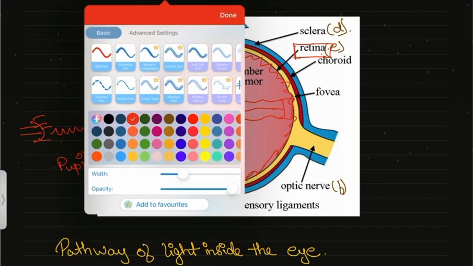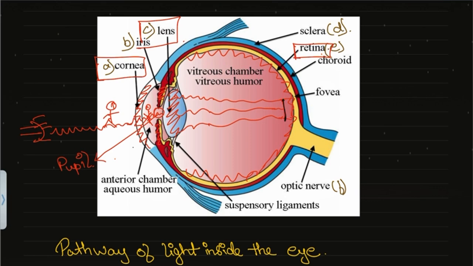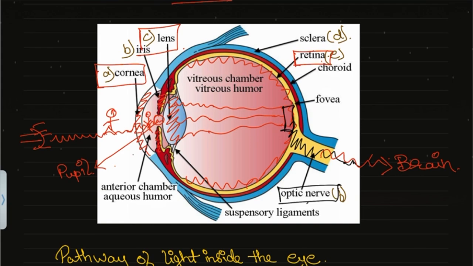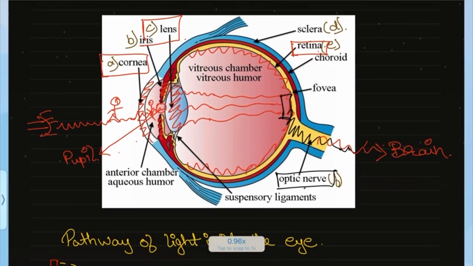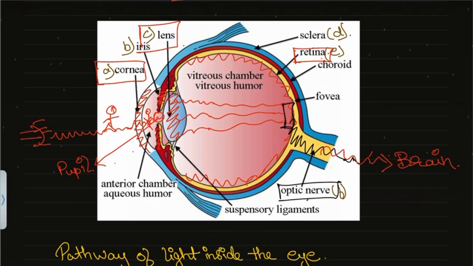Once an image is formed on the retina, there are some of the chemical changes that take place inside the retina, which creates an electrical impulse. The electrical impulse created is then passed on through the optic nerve to the brain. Through this optic nerve, these electrical signals are passed on to the brain, and here the light rays are perceived and the image is formed. So this is all about the structures present inside our eye.